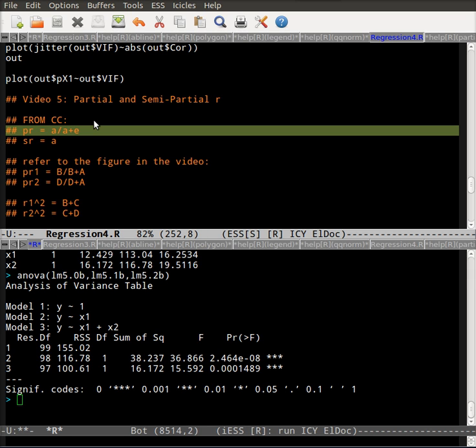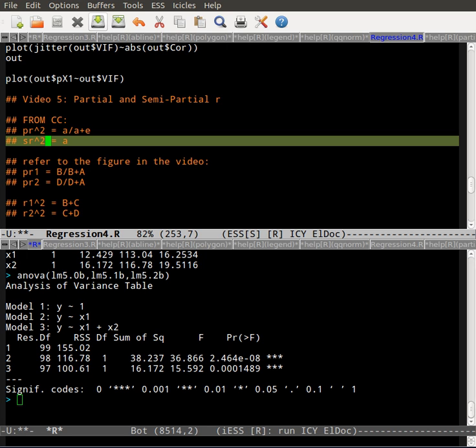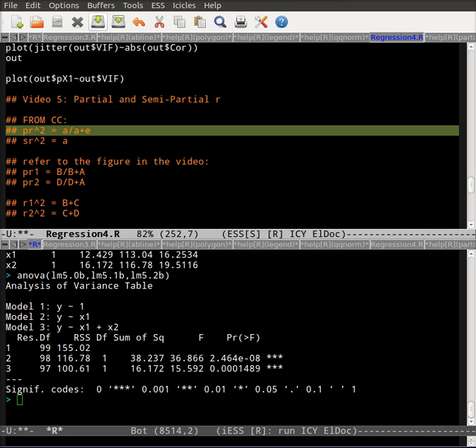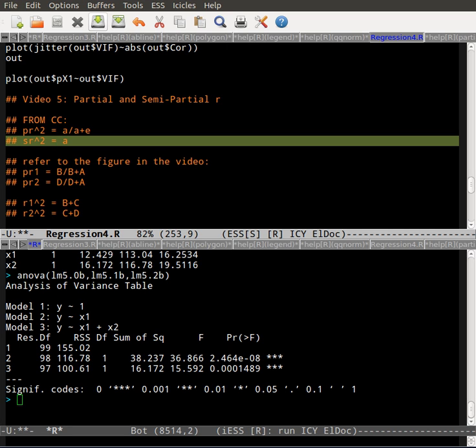They define the partial correlation, or partial R, which is a little bit misleading. It's really the partial R squared and the semi-partial R squared, but they refer to those as portions from a Venn diagram. And those portions for a partial is A over A plus E, and for a semi-partial squared equals A.